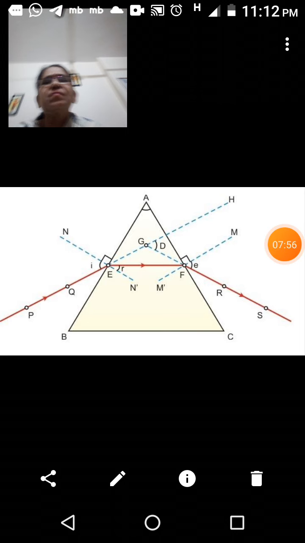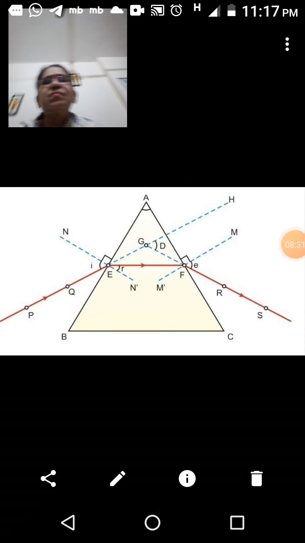The face through which the emergent ray emerges is called the face of emergence, that is AC. The angle between face AB, the face of incidence, and face AC, the face of emergence, denoted by A in the figure, is called the refracting angle of the prism or just the angle of the prism. The face BC, which is opposite to the angle of the prism, is called the base of the prism.